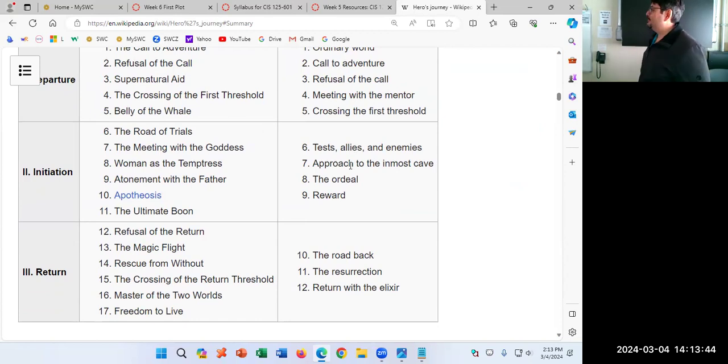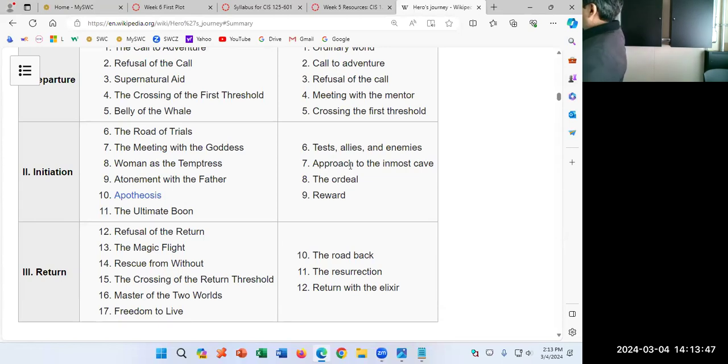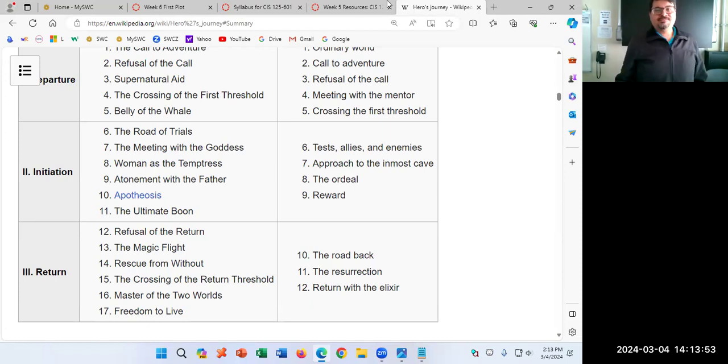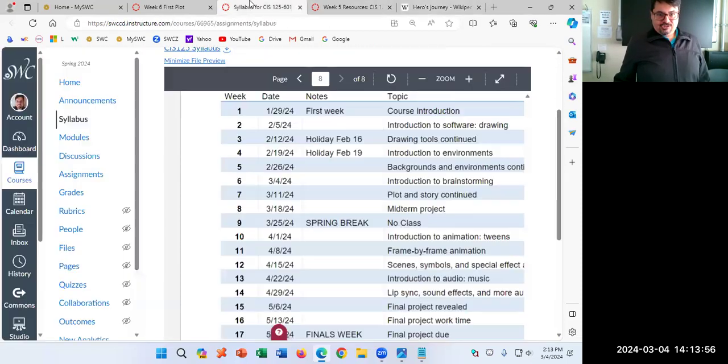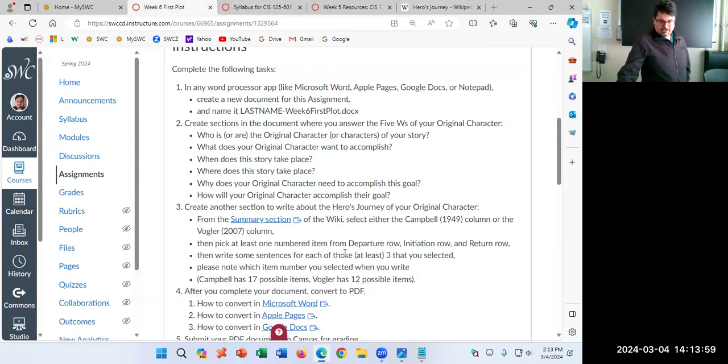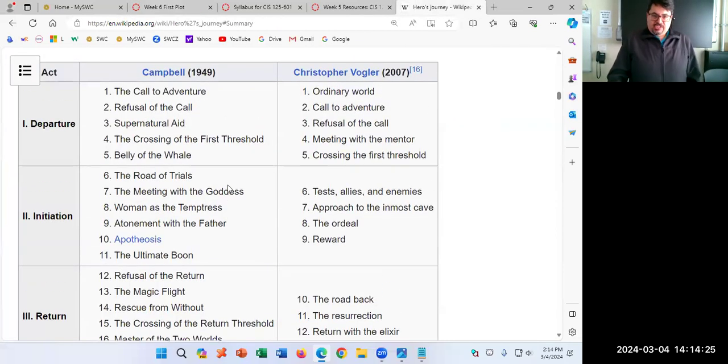Question. There are three rows: departure, initiation, return. Pick one in each row, at least. So then, in the same document, as I noted here, pick at least one from the numbered items from each of the rows. Again, so you have 17 possible ones from the first column or 12 from the second. But from each row, you select at least one from either column. And whatever makes sense to you, in one sentence or more.